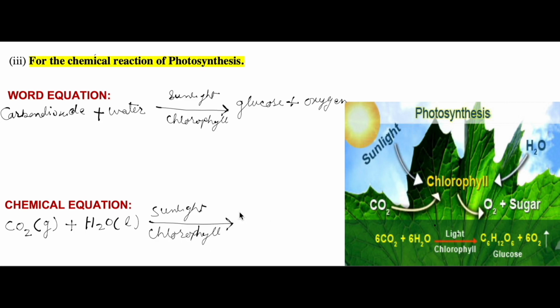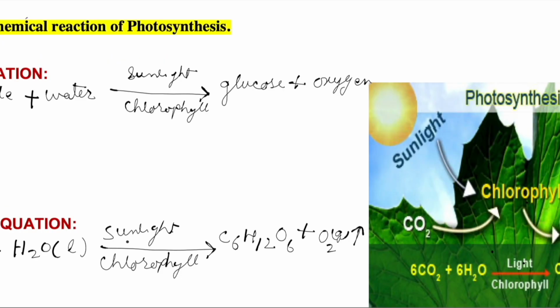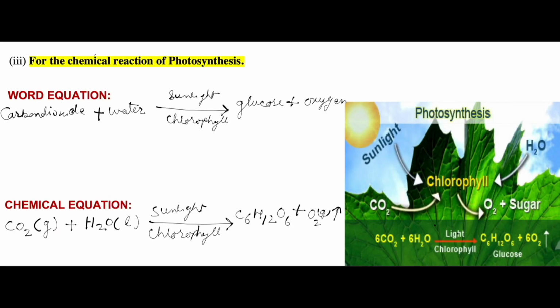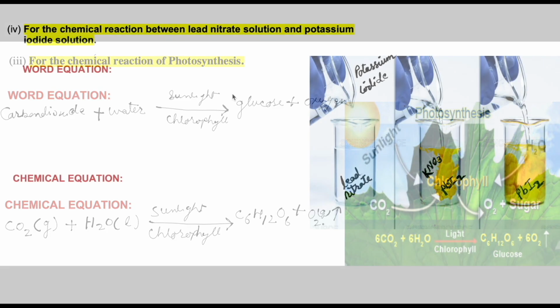It gives glucose, which is C6H12O6, and oxygen gas is released. Here, the release of oxygen gas is shown with an upward arrow, and on this arrow, the other conditions are written. So, this chemical equation is read as carbon dioxide reacts with water in the presence of sunlight and chlorophyll to give glucose and releases oxygen gas.